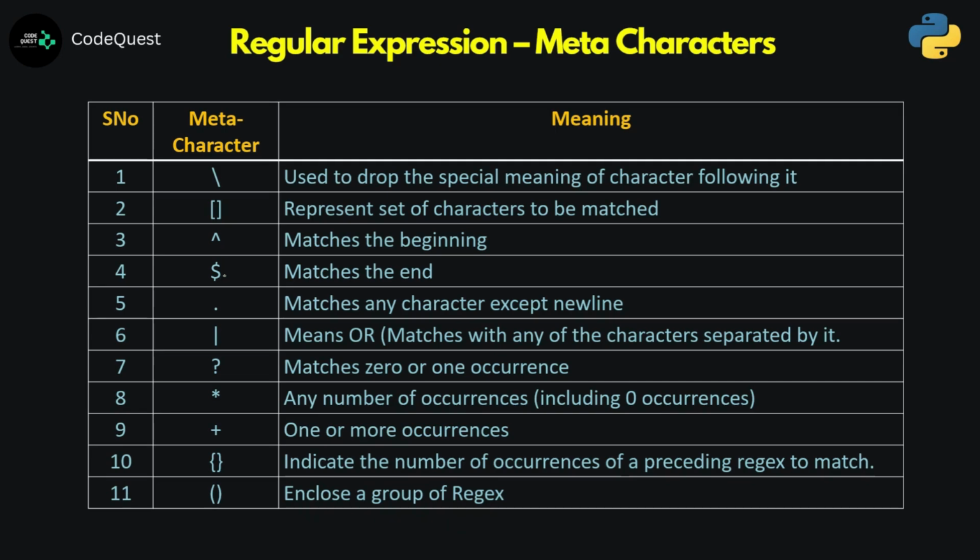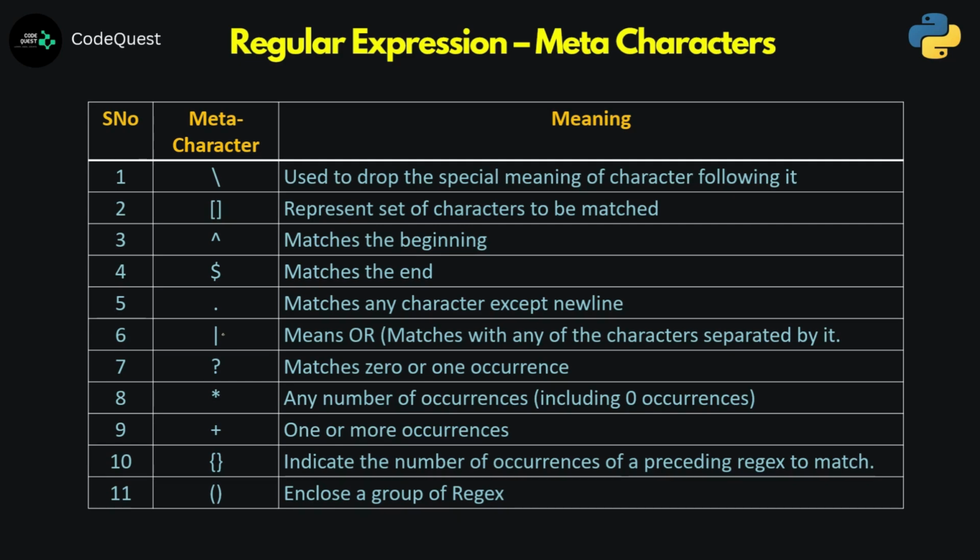Similarly, dollar is the one which I'm going to use to see whether a particular string is ending with this particular character. Suppose I'm writing S followed by dollar, which means I'm going to check whether a particular string is ending with S or not. Now dot is going to match any character except a new line character.